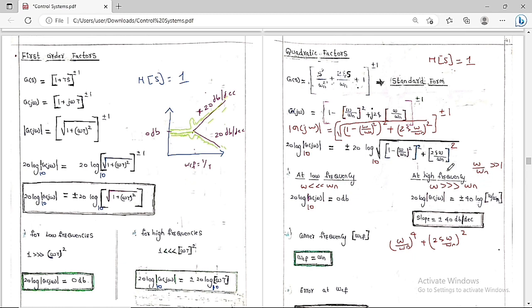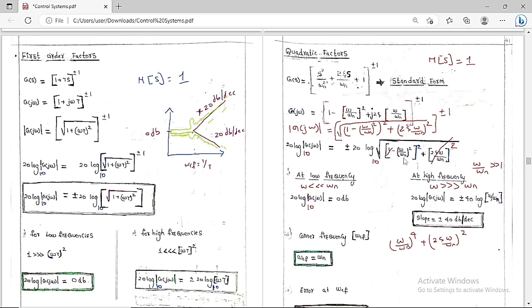Listen carefully, whenever omega is very much higher than omega n, this one is neglected and this one is also neglected. So only this remains. The square and root get cancelled. Finally we get omega by omega n whole square, and the 2 comes before the log, so we get plus or minus 40 log of omega by omega n.